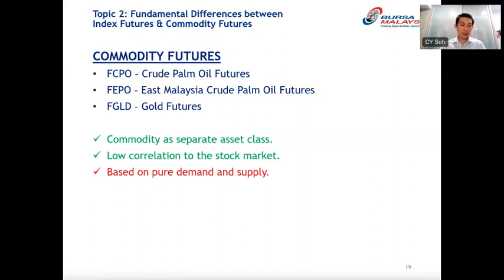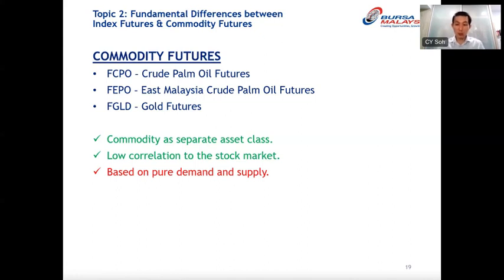Commodities have low correlation to the stock market. So whatever happens in the stock market does not influence the commodity market that much. Commodity futures are based on pure demand and supply dynamics. I believe a lot of you understand this. It is the demand and supply dynamics that influence the price movement of commodity futures.